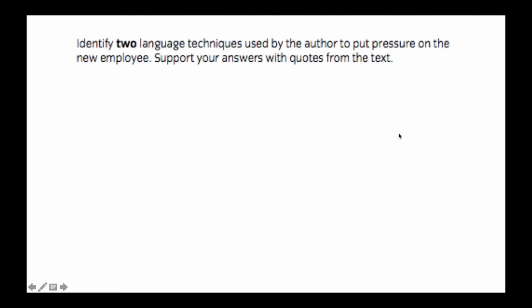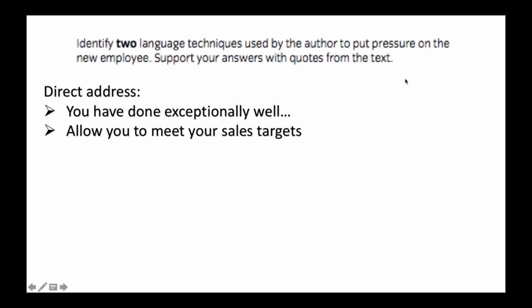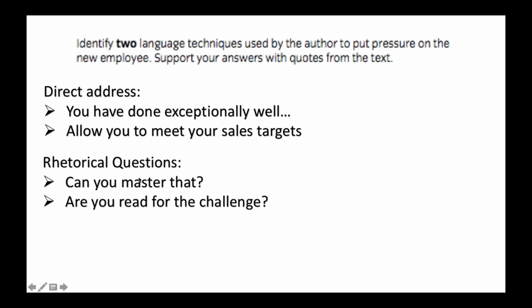So, in our answer, identify 2 language techniques used by the author to put pressure on the new employee. I've used direct address, you have done exceptionally well, allow you to meet your sales targets, okay? So, it's putting pressure on her because, first of all, they're telling her she has done really well. Then you want to try and make sure you keep up with that label that you've received, and it does put pressure on people. Allow you to meet your sales targets, letting her know she will have sales targets and to make sure she meets them. Secondly, rhetorical questions.